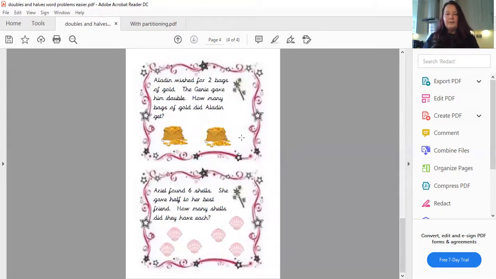Okay, let's try a different question. Aladdin wished for 2 bags of gold. The genie gave him double. How many bags of gold did Aladdin get? So look for the clues in the question and then pop the answer somewhere over here, okay, in the little question box. All right, so that's another activity for you to do today. Remember, there's quite a few for you to do. Okay, work through them, go slowly, check your answers.